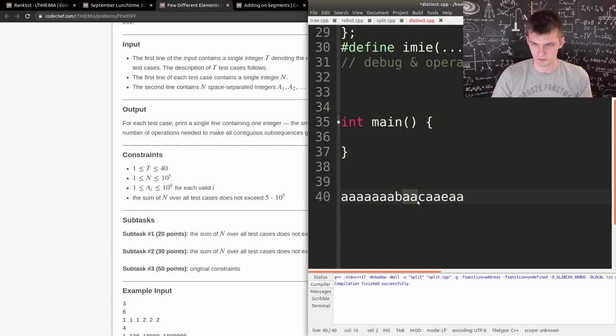Let's say uppercase will mean it's there from the very beginning. Can I change this to all B's? Can't. This can change into B's, for example.